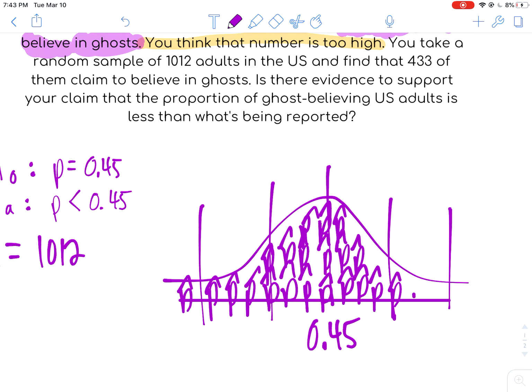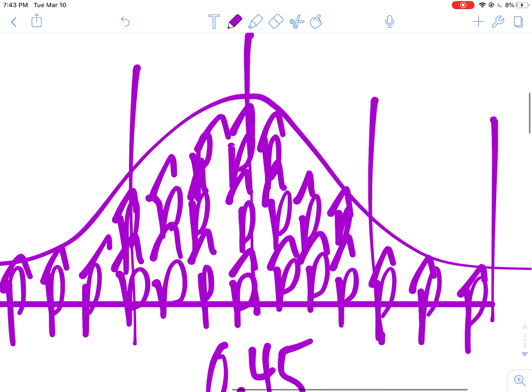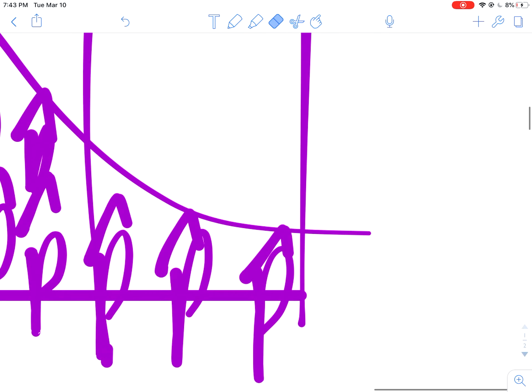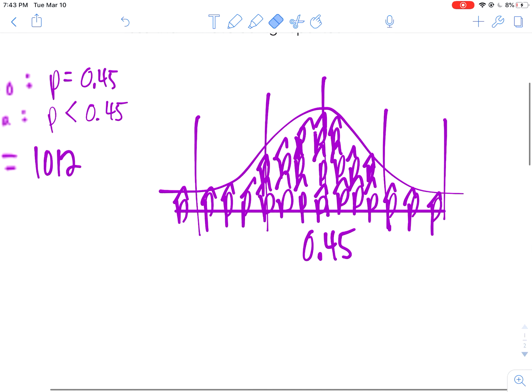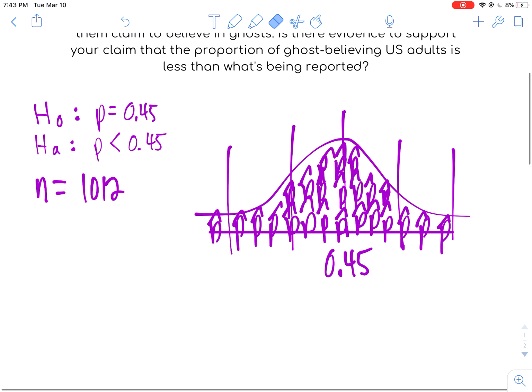So you notice I'm drawing all these p-hats. These are statistics. These are all possible statistics I could get. Maybe I get 45%. I ask, boom, I get 45%. Maybe I get something really high. Maybe I get something really low. It's all possible. And that's what a hypothesis test is based on. You create a sampling distribution off of that parameter that you assume.